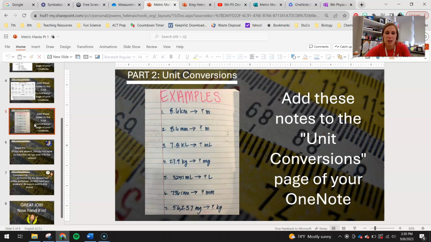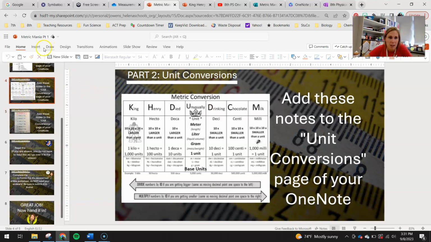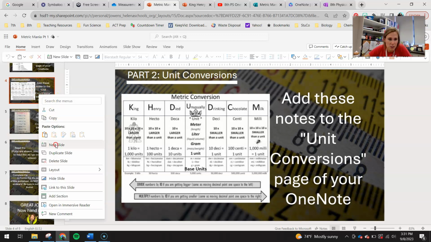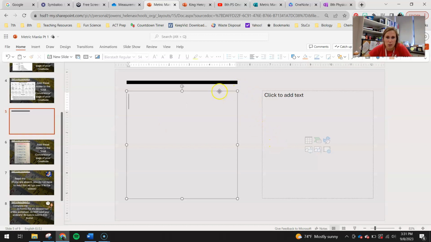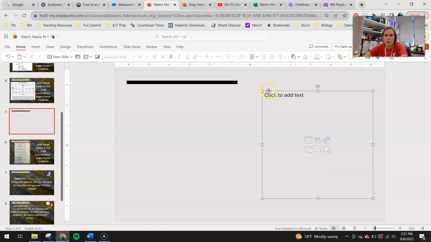These are going to be some of the examples that I'm going to show you using this King Henry system. I'm just going to go ahead and do the little examples down here. I'm going to insert a new slide, and I'm just going to have that be blank. So that's going to be the slide I use to show you how to do these problems.